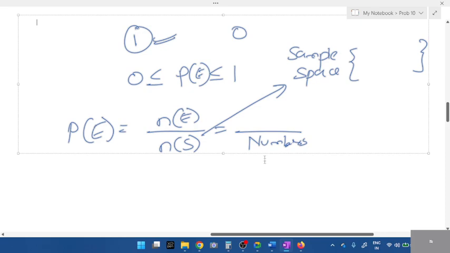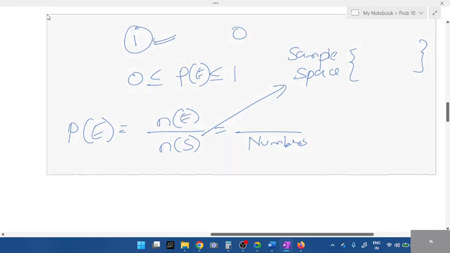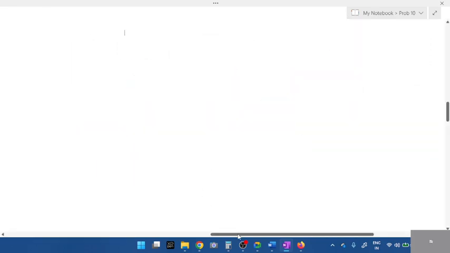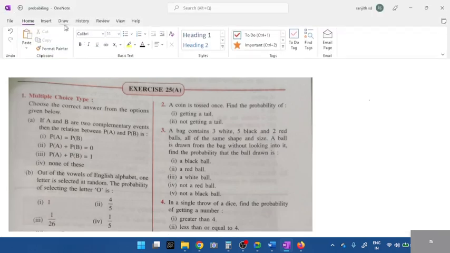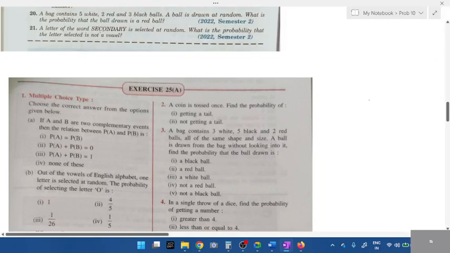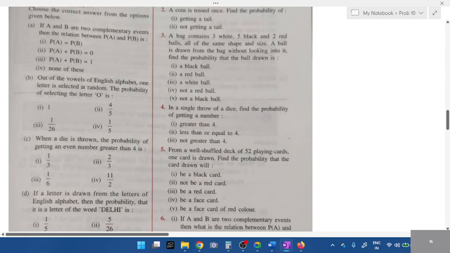First question. Look at the first one. All of you try the first one. What is given? So read the question. A and B are two complementary events. Then the relation between P(A) plus P(B). Okay. Ignore this. We'll do that later. I'll teach what is complementary later. Try the second one. Out of the vowels of English alphabet, one letter is selected at random. The probability of getting O, students. What are the vowels in English alphabet?